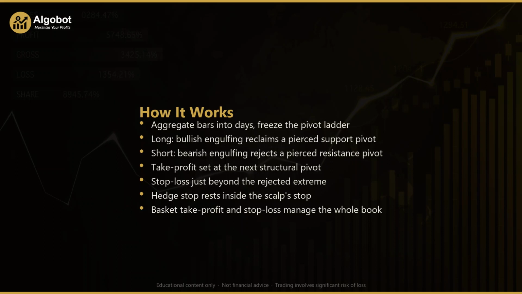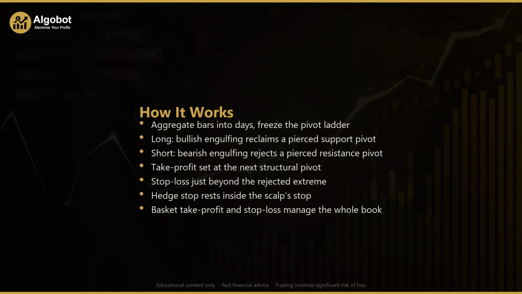Next comes the entry. For a long setup, the strategy looks for price that has dipped below one of the support pivots and then closes a bullish engulfing candle that fully engulfs the prior bar and reclaims the level. When that happens, it buys at the market. The take profit is placed at the next pivot up, a clean, structural pivot-to-pivot scalp. The stop-loss sits just beyond the rejected low, padded by a buffer that is a fraction of the prior day's range, set by the stop buffer fraction parameter.